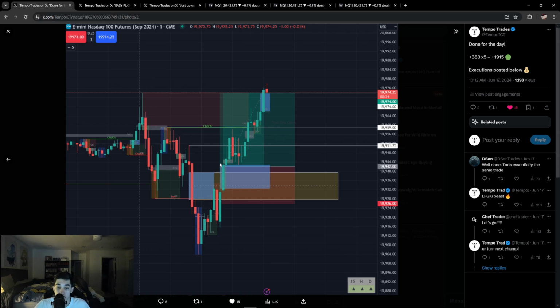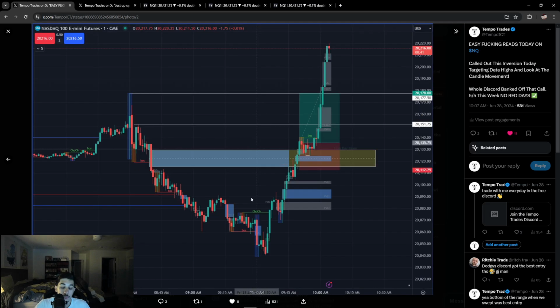Once we close over this gap, we create this BPR, which is a very strong PD array. And then we go on and we hit every single profit target. And then obviously the last profit target for me would be high of day, and we hit that. So again, this is a great setup. Just seems like we're only longing here, but I mean, it is what it is.